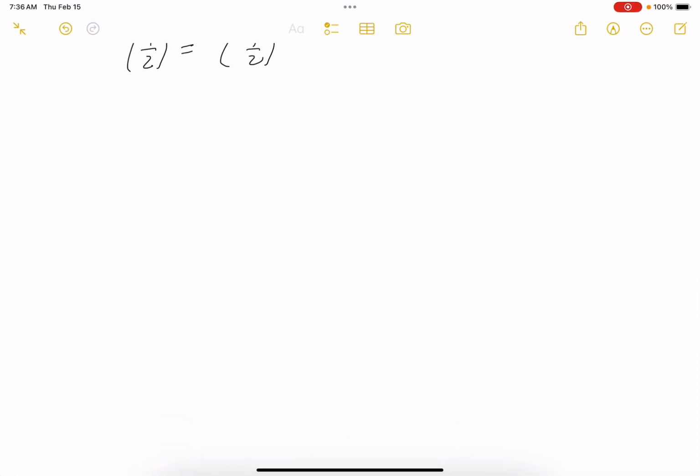And what I've been given is that 2 to the x times 3 to the y equals 12. That's pretty easy to write down. And the next one is 2 to the y times 3 to the x is equal to 3.